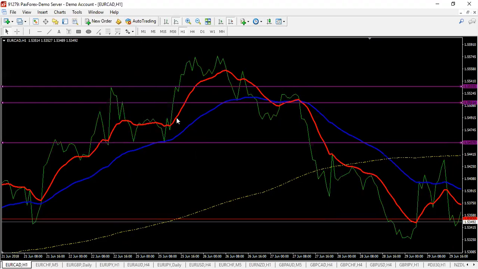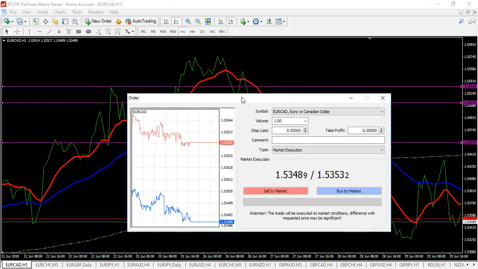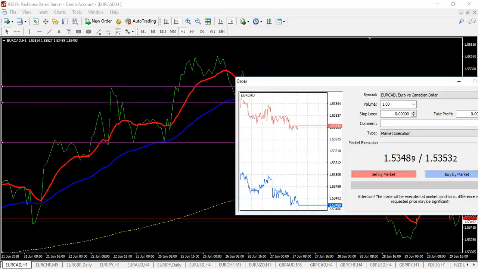If I'm here, okay, I like to use pending orders for this strategy, okay? So if I'm here and I'm looking at it, I'm saying, well, okay, it came down, this is starting to go up.